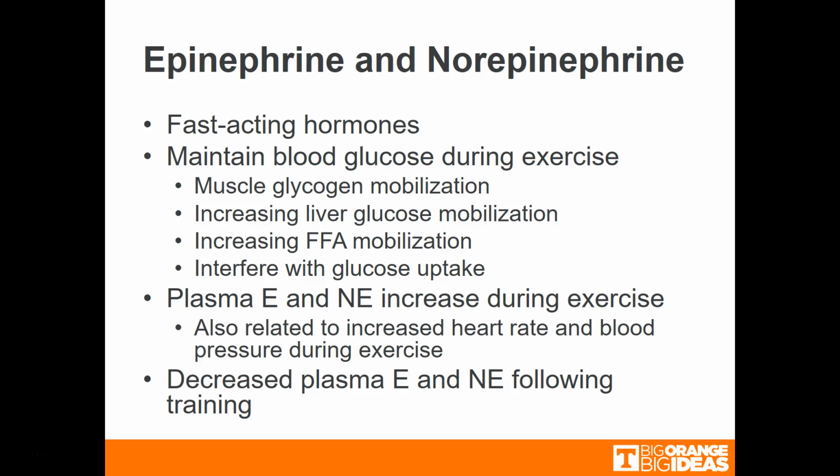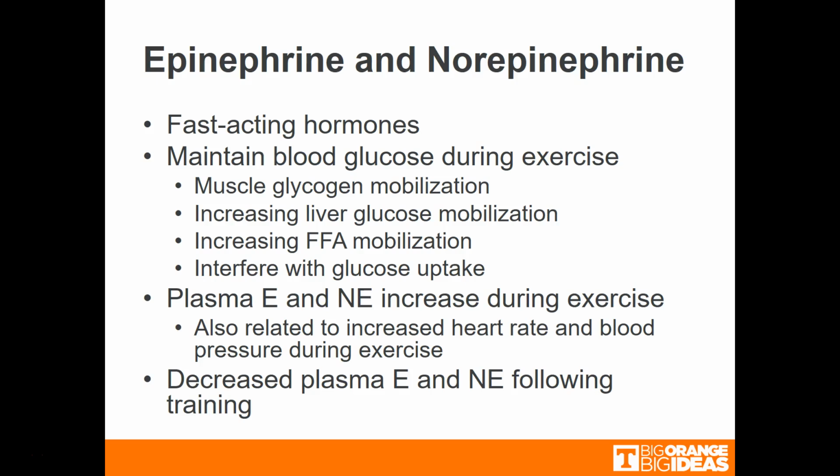So plasma epinephrine and norepinephrine are going to be increased during exercise, and the amount of the increase is dependent on the intensity of the activity. The higher the intensity of the activity, the greater the increase of epinephrine and norepinephrine. With increases in these hormones being released, you will see an increase in heart rate as well as an increase in blood pressure during exercise as a result of the action of these hormones.